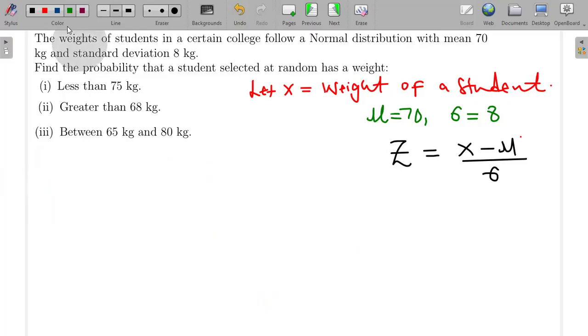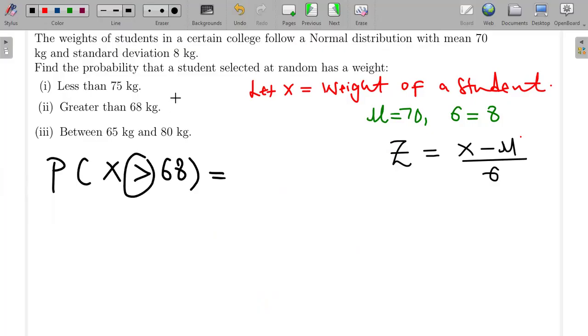So the second part, we are simply going to do the same. Here now they're saying find the probability that the weight is greater than 68. I told you that we always have to make this a less than, or less than or equal to. So this one, by the complement rule, is the same as 1 minus the probability that X is less than or equal to 68.